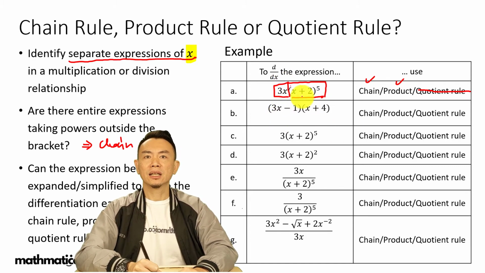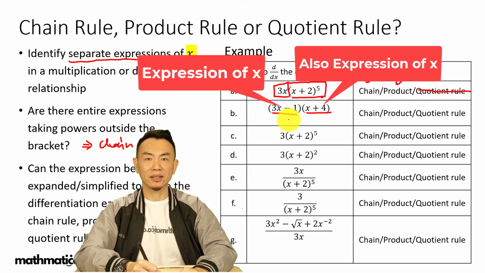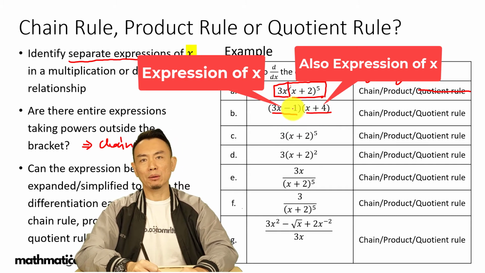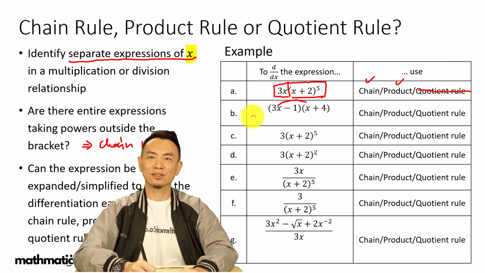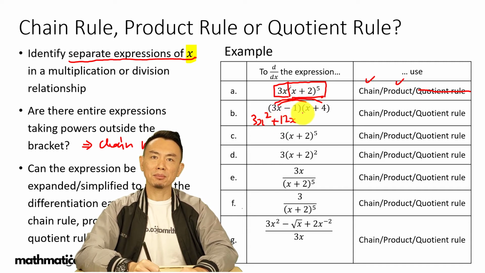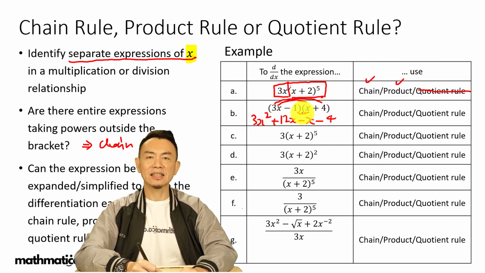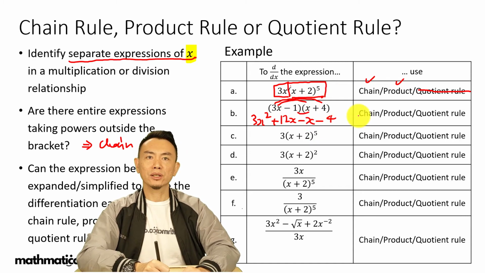Part B, would you do chain rule, product rule, or quotient rule? You might say product rule because there's expression 1 and expression 2 multiplied together. You can do that, but I won't, because I can just multiply them out. So 3x times x is 3x squared. Then 3x times 4 is 12x. Then here you multiply, you get negative x minus 4. You can simplify this and differentiate the terms one by one. That will be actually a lot easier. So we're going to use neither. We are just going to expand and differentiate.